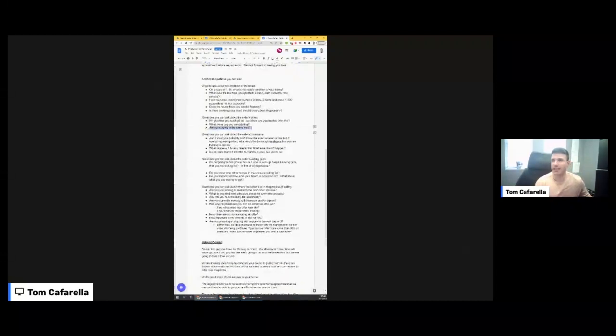Again, seller's plans. So these are just drilled-down questions that we already kind of covered about where they're going. What towns are you considering? Are you staying in the same area? Again, answers to these questions can be very telling.